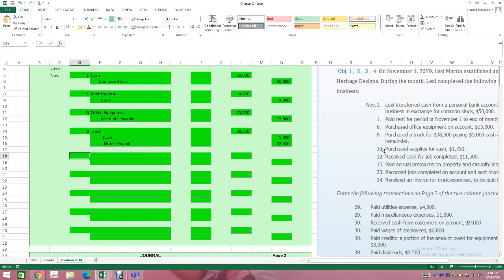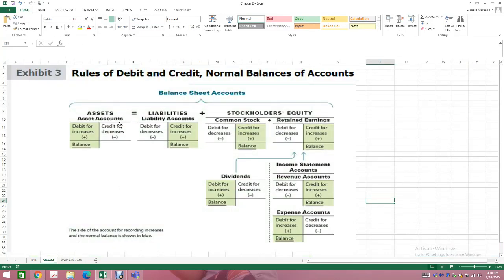On the 10th, you purchased supplies for cash, $1,750. So what did you buy? Well, I bought supplies. So that means I have more supplies. So supplies increases. So you're going to look at your map over here. Supplies is an asset. I have more supplies, so that means I need to debit my account.